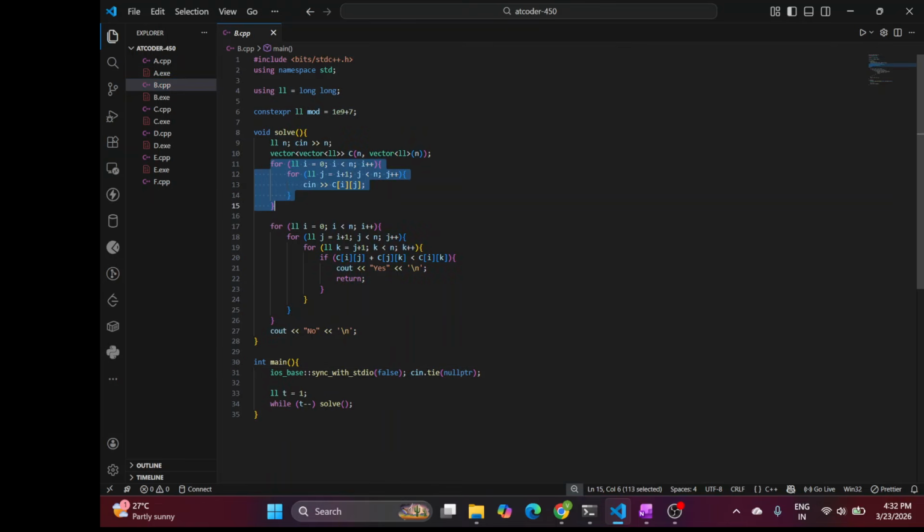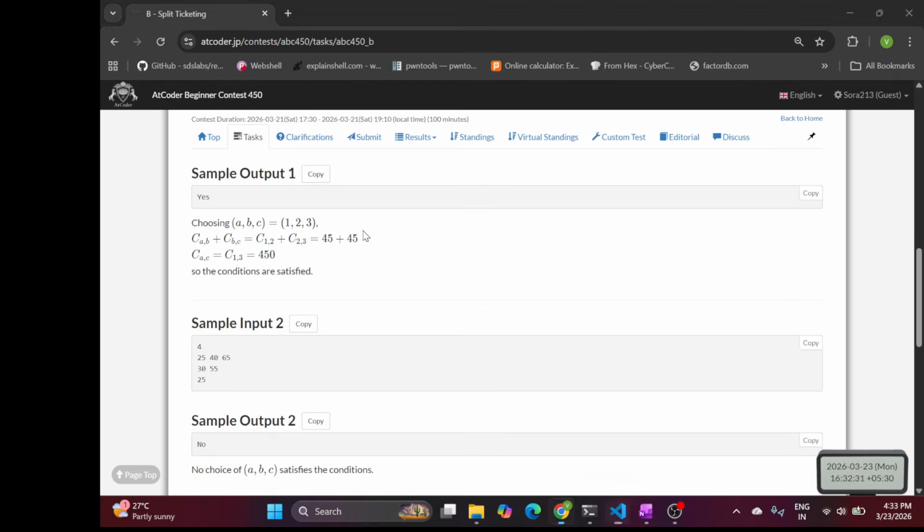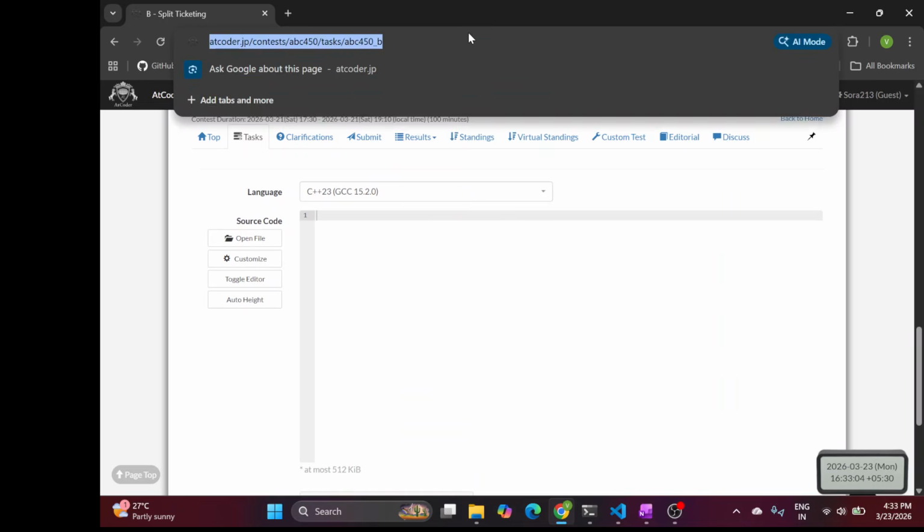First of all, we take the inputs, and then our three points A, B, C are basically i, j, and k. i goes from 0 to n, j goes from i plus 1 to n, and similarly k goes from j plus 1 to n. Now, if this partial distance sum is less than the total distance sum, then our answer is yes, else our answer is no. So again, this was a very direct question, just like the first question. So yeah, let's move on to the third question.